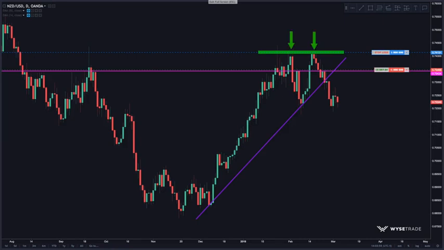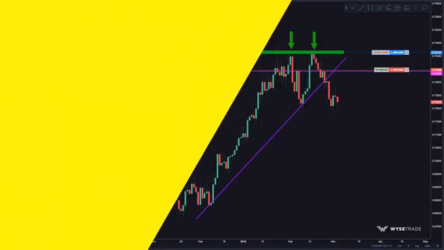So here in the daily, we have a double top, which shows that price tried to push through twice but failed. We then entered through an intraday dynamic reversal combo.